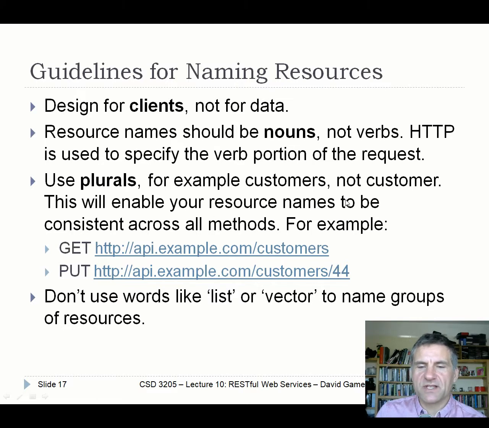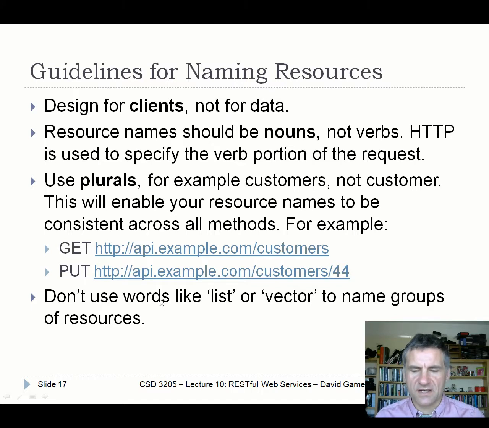That means your resource names can be consistent across all methods. So with a URI like apiexample.com/customers, that would get us all the customers, right? And then we can use put to customers/44. It's better to have a plural here because it makes sense to do a get to that plural name, and the customers are a collection of customers. Then with /44, we're inserting a new customer with the ID 44 or updating that customer.